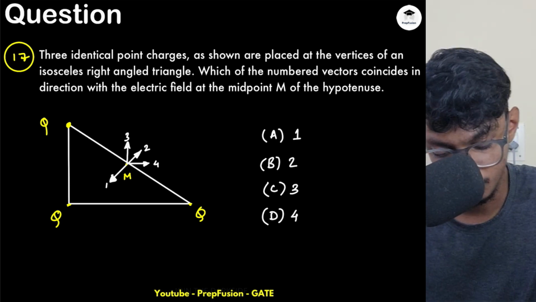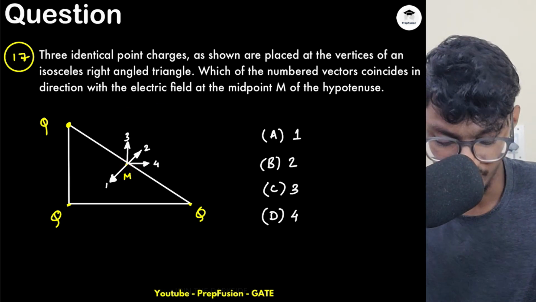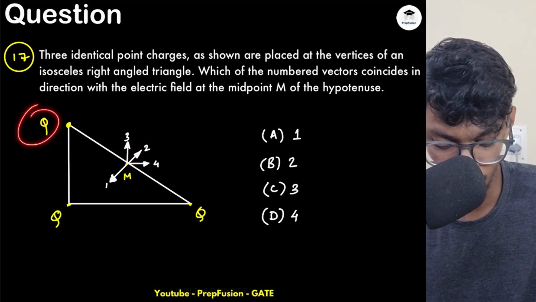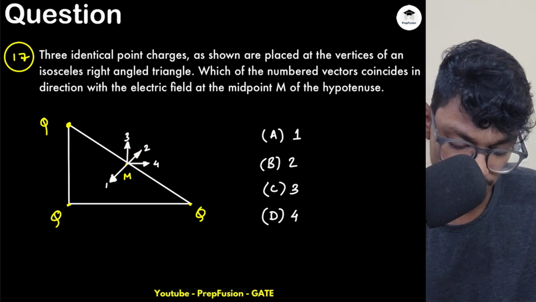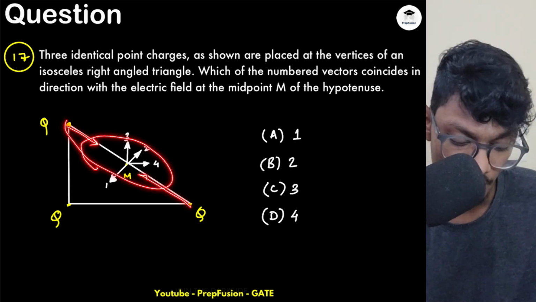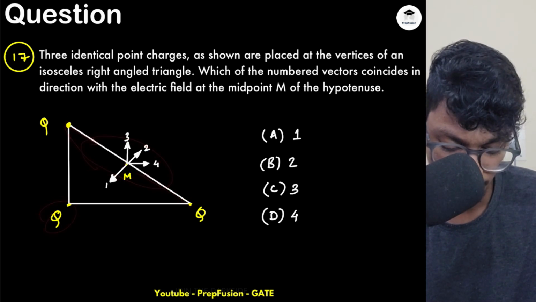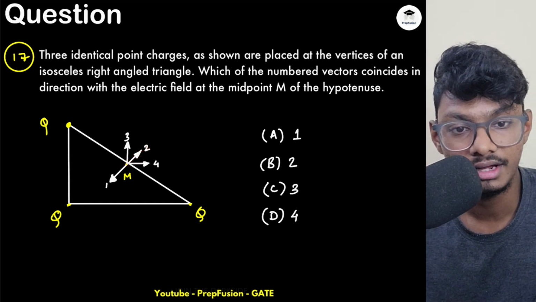So what will be the direction of the electric field? Direction of the electric field will be same as the direction of force. If I place a positive charge over here, let's assume all of them are positive. Then the force due to this Q and force due to this Q will basically cancel each other out. Only the force due to this Q will be present. Now there are two things.